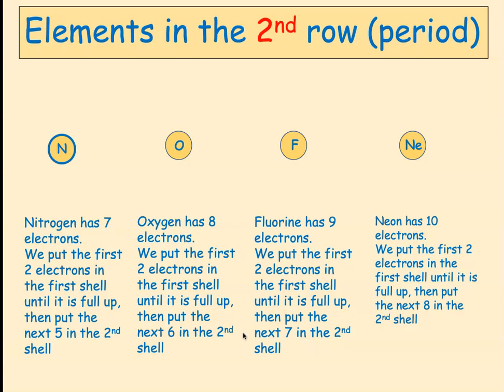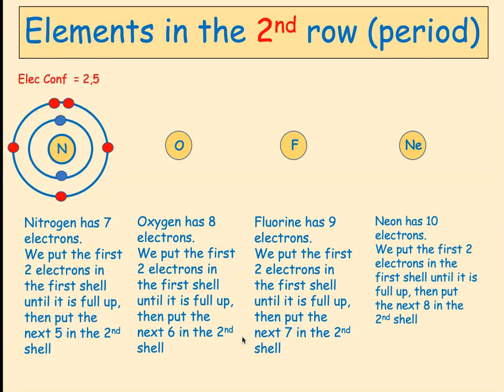So nitrogen has got 7 electrons. We put in 2 in the inner shell. That leaves 5 left. So we're going 1, 2, 3, 4, 5. And its electronic configuration is 2, 5. Now what I would like you to do now is do oxygen, fluorine and neon and write down their electronic configurations. Do it on a piece of paper, pause the video now and then restart when you're ready.